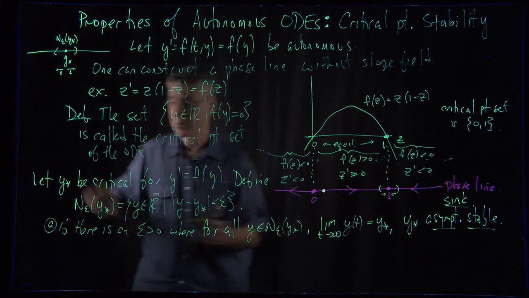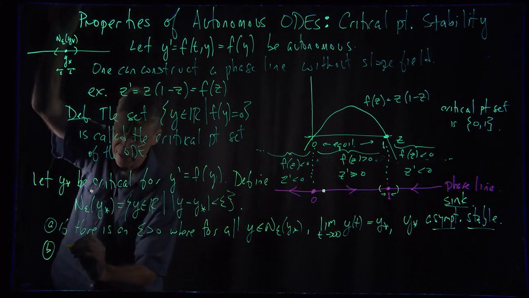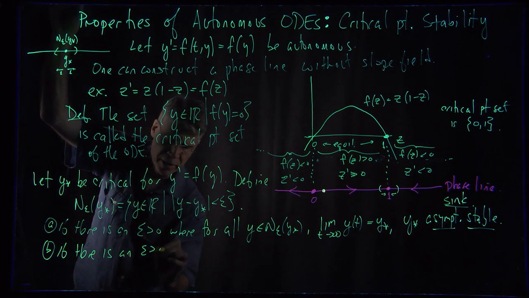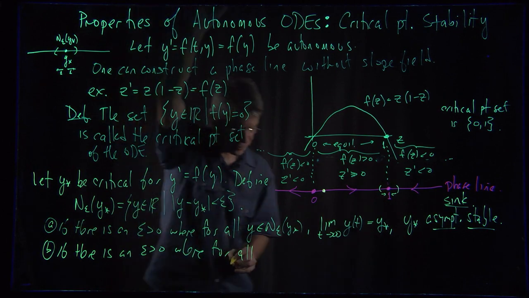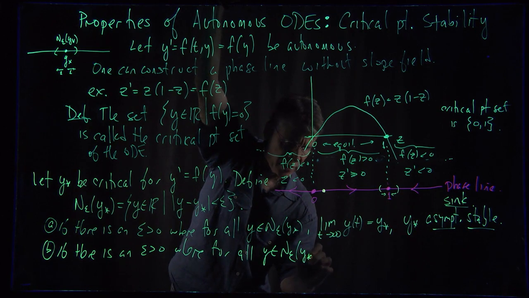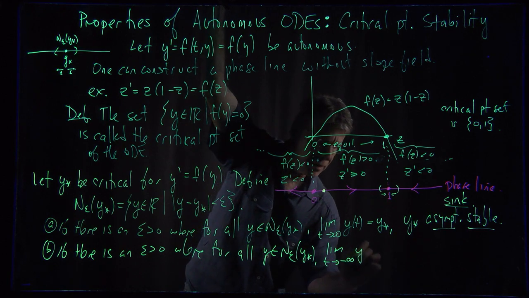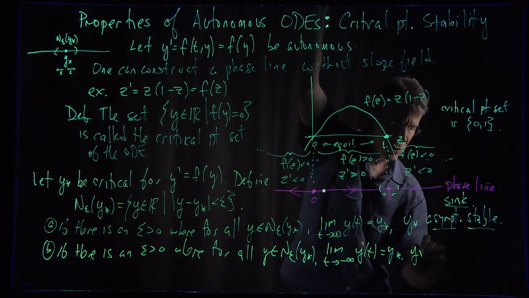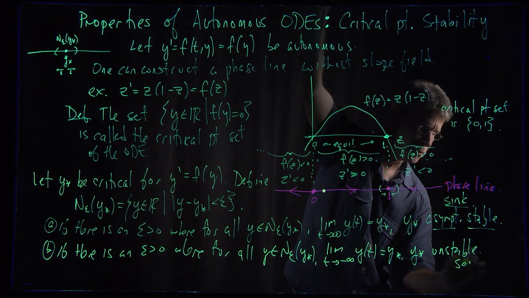B, and this is not completely accurate, but it is a great way to do it right now. If there is an epsilon greater than 0 where, for all y an element of the epsilon neighborhood of y star, the limit as t goes to minus infinity of y of t equals y star, then we call y star unstable, or sometimes a source.